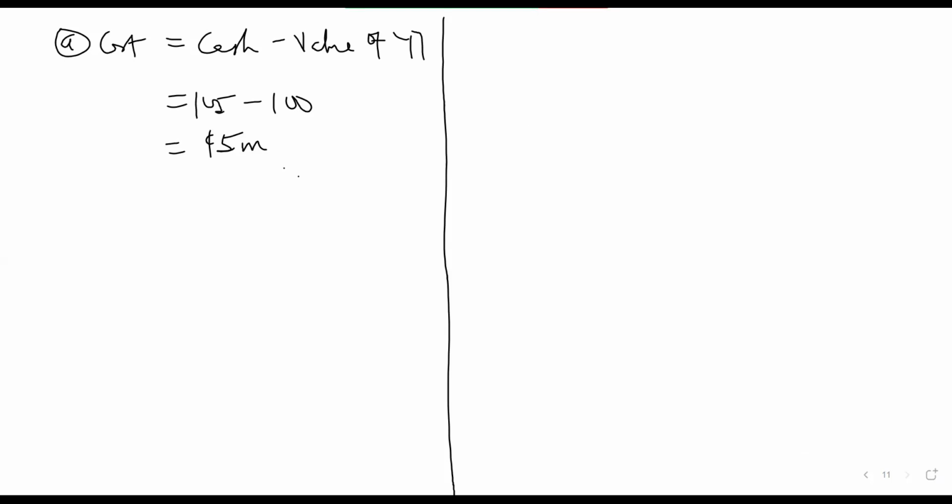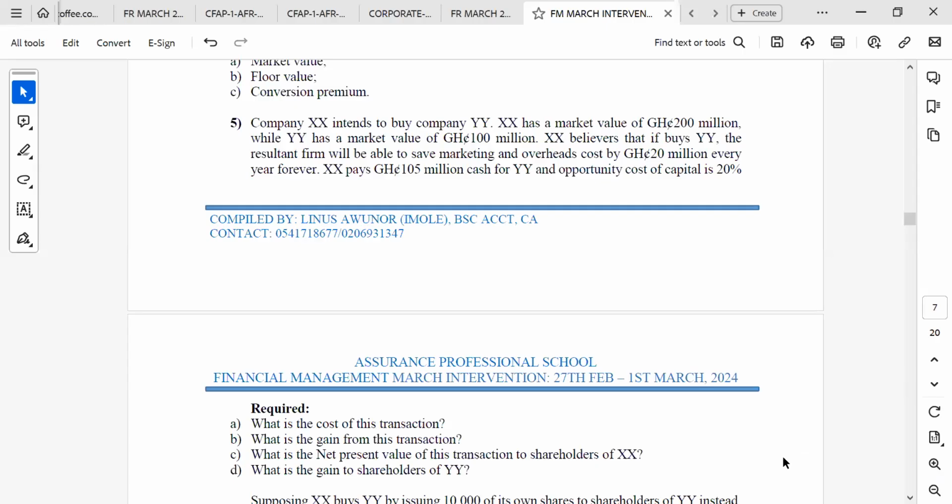Let's now come here. The next thing that they are asking us is, what is the gain from this transaction? The gain will always be the cost savings or the additional benefit that the company will be getting as a result of the merger or as a result of the acquisition. What benefits will the acquisition be bringing to the company? It will be bringing them a cost savings of 20 million. So that is a gain.